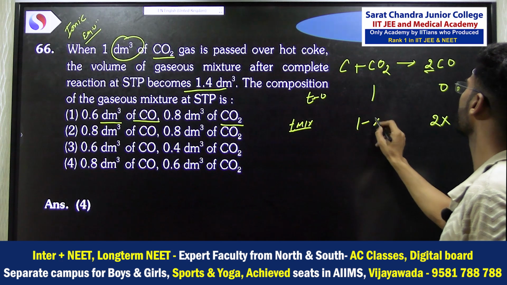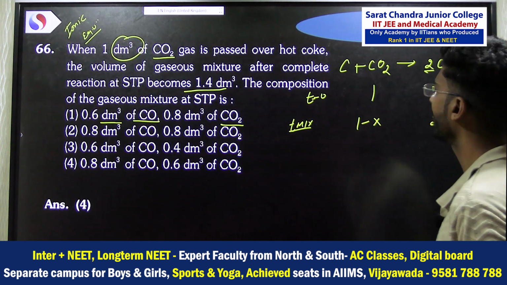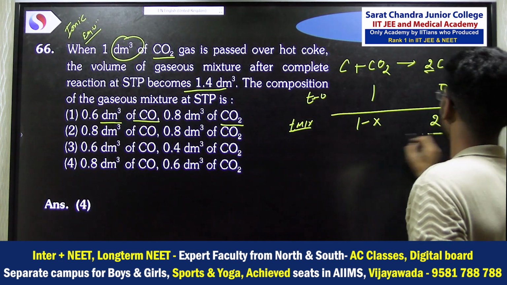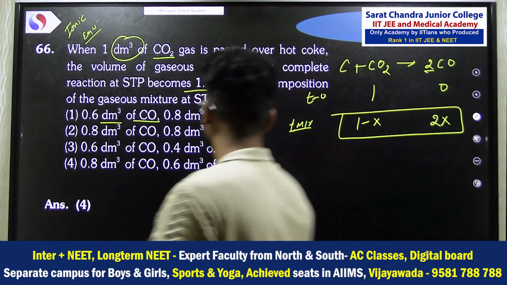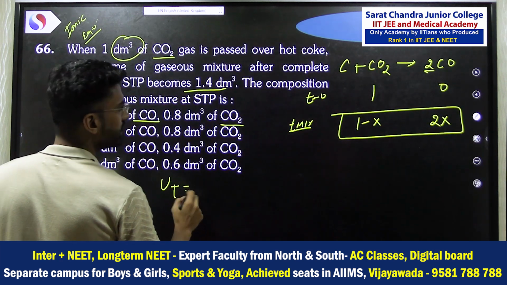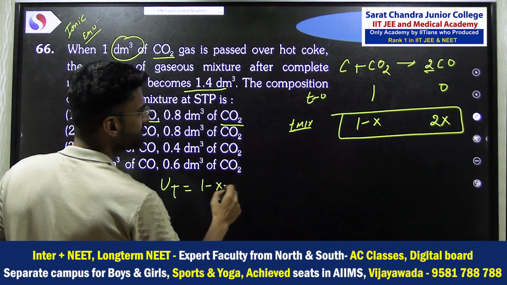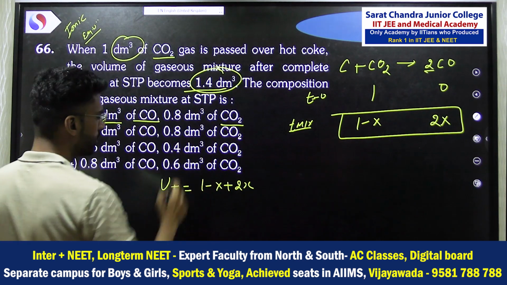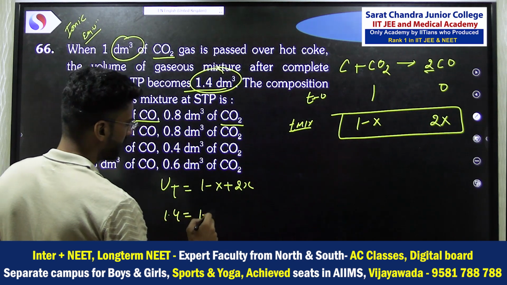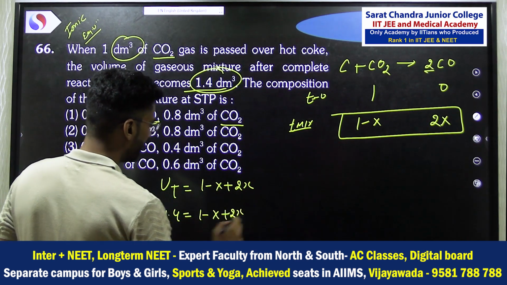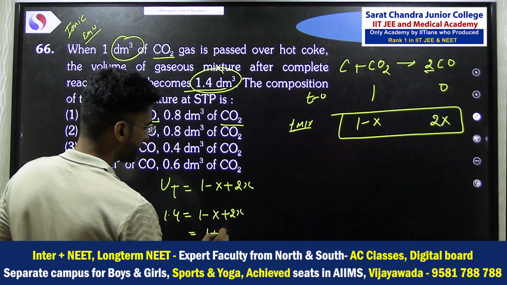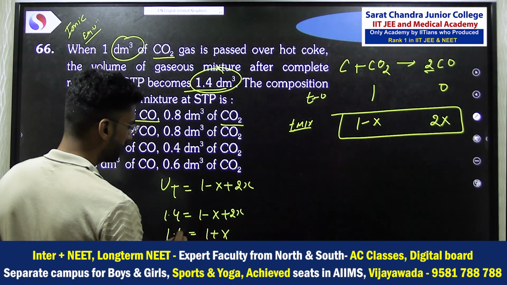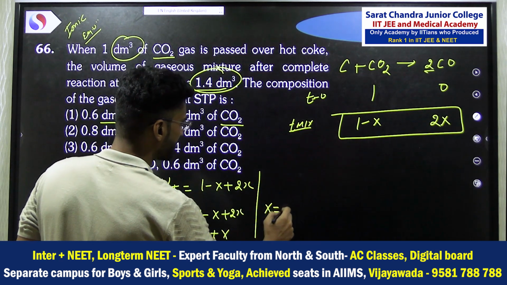This is 1 minus X. So after mixing, total volume is also given. So V total is equal to 1 minus X plus 2X, and its value is given as 1.4. 1.4 is equal to 1 minus X plus 2X, which means 1 plus X equals 1.4. What is the value of X?